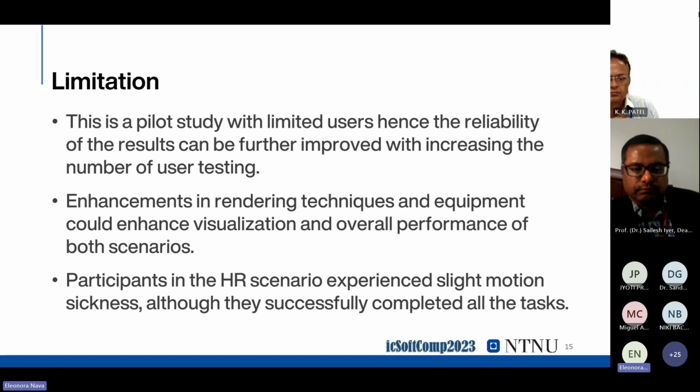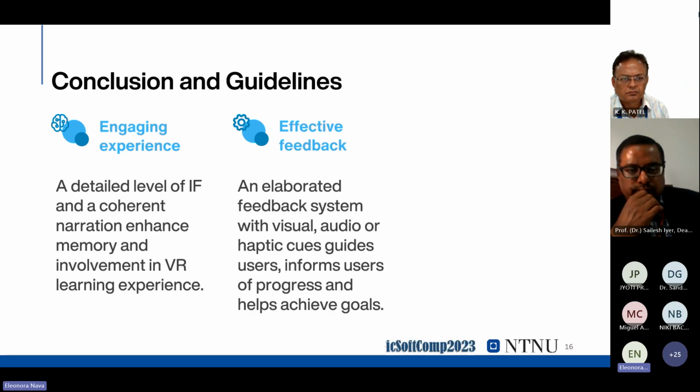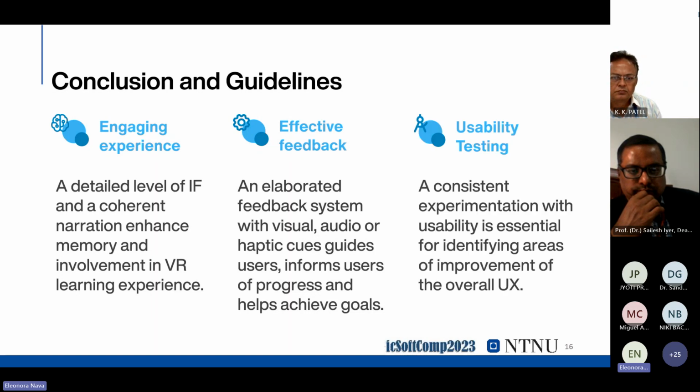The conclusion and the guidelines are that detailed interaction and fidelity and coherent narration can enhance learning and help achieve higher engagement. A careful design system of feedback guides users through the experience and helps them achieve their goal. And a consistent experimentation with the usability. So doing usability testing is essential to identify areas that need improvement.